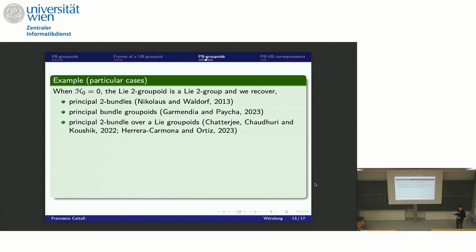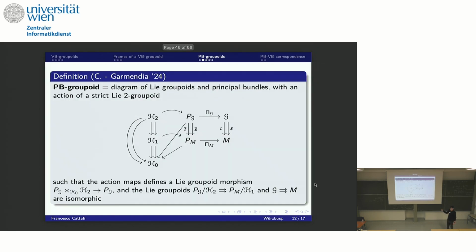Could you comment on structural groups in this case? Well, structural. So you have principal bundles. So yes, what are the structural groups of this bundle? In this case, in the general case.